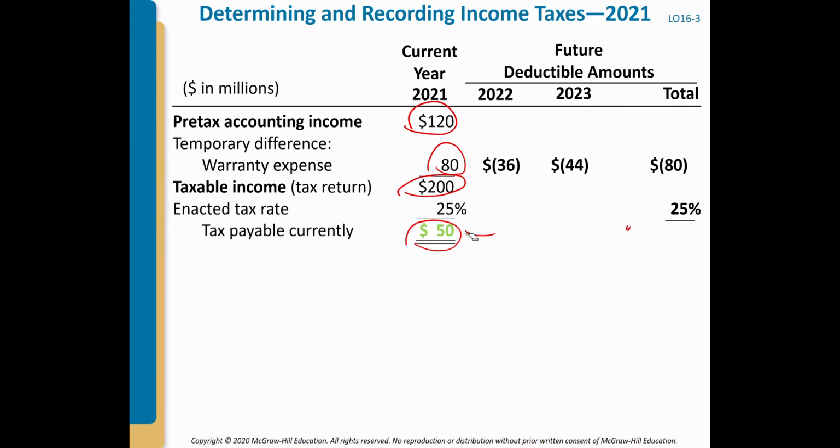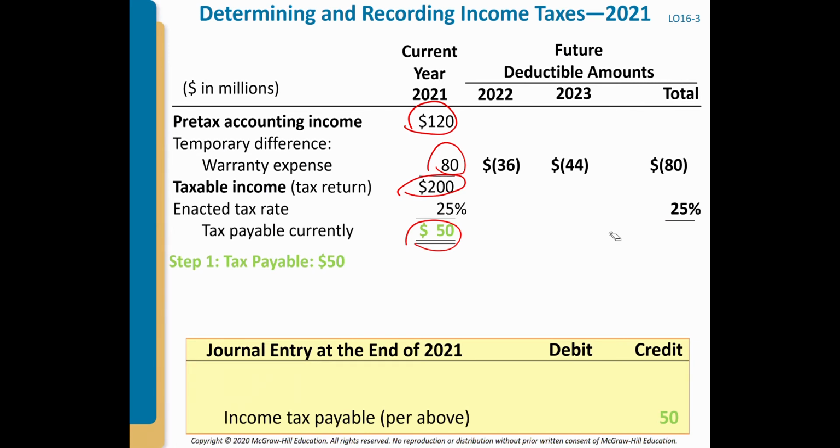So 50 should be the income tax payable. Now we need to pay tax. Last time we talked about the corporation needing to pay tax by March 15, so that's the current liability we call income tax payable. We credit income tax payable for 50, based on our taxable income.